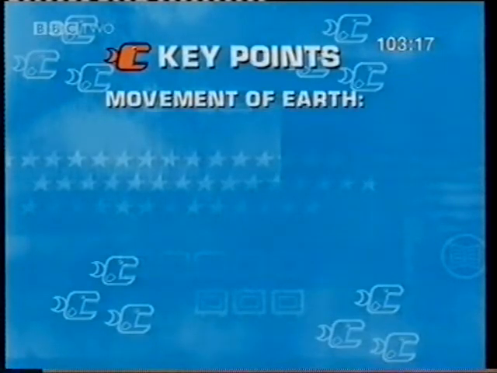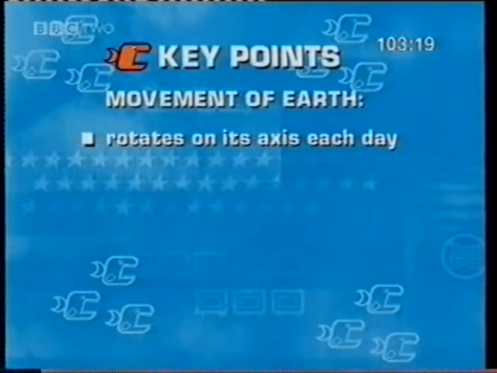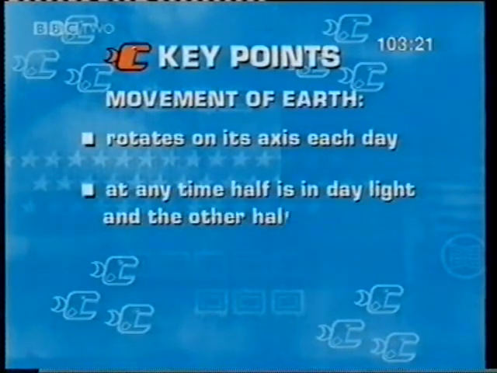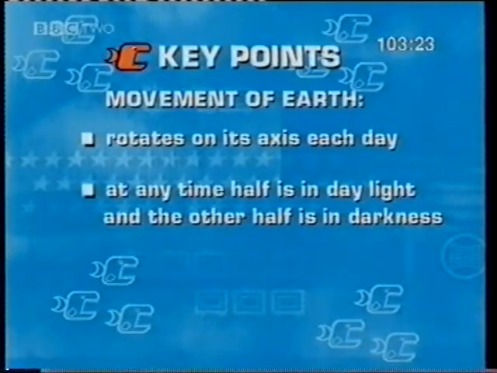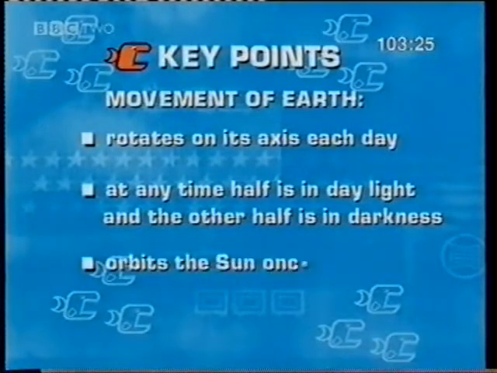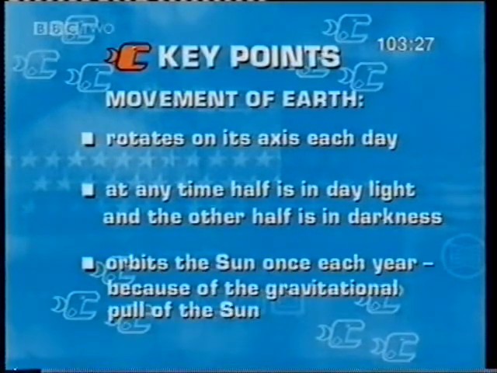The Earth rotates on its axis once each day, and at any time half of the Earth is in daylight and the other half is in darkness. The Earth orbits the sun once each year. This is due to the gravitational pull of the much larger sun.